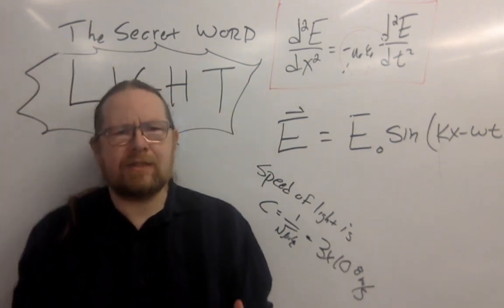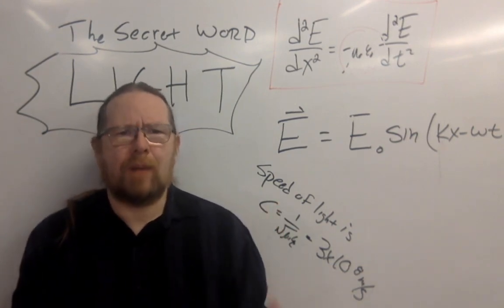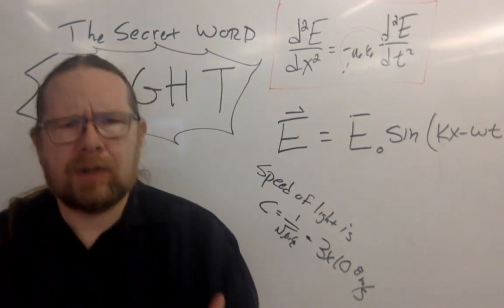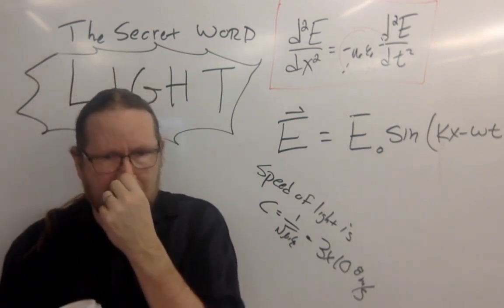It doesn't make any sense to say the speed of the car is whatever. Speed is not a property of the car. It's a property of how that car is moving relative to some reference frame or relative to some observer.